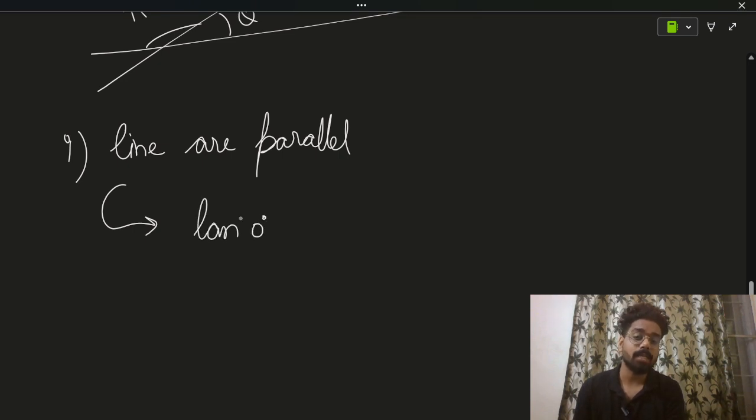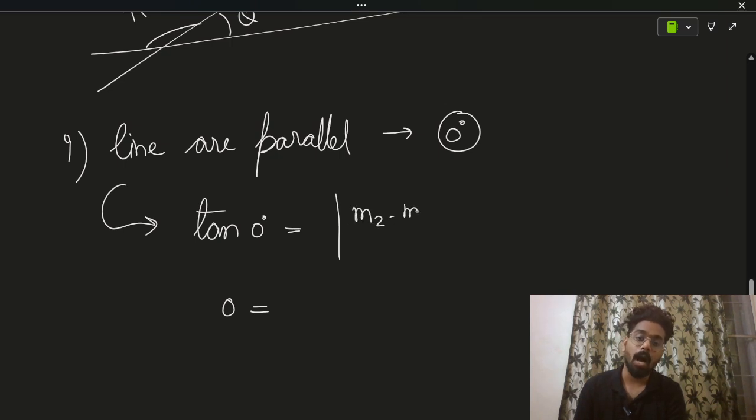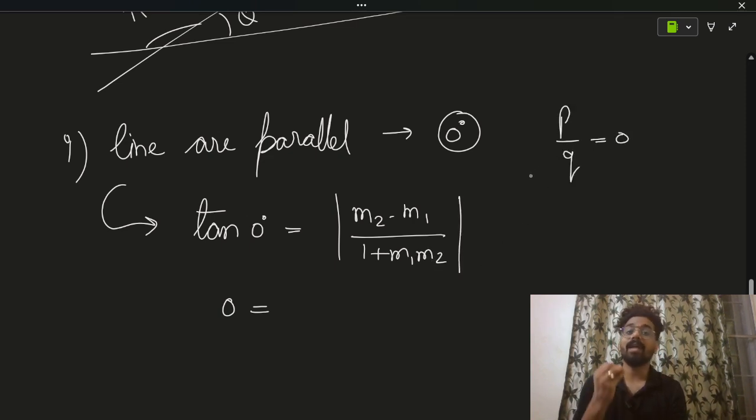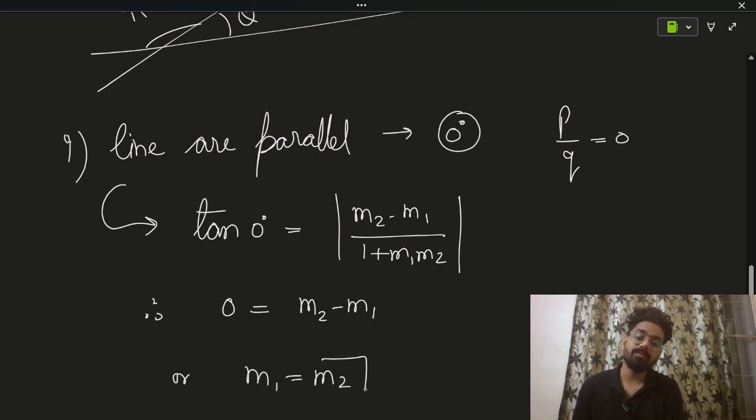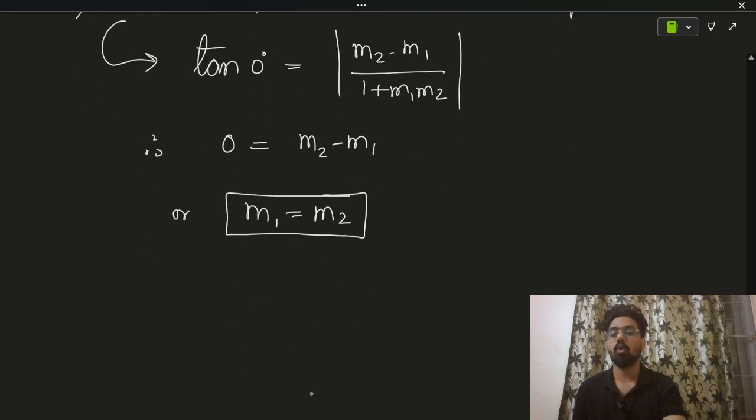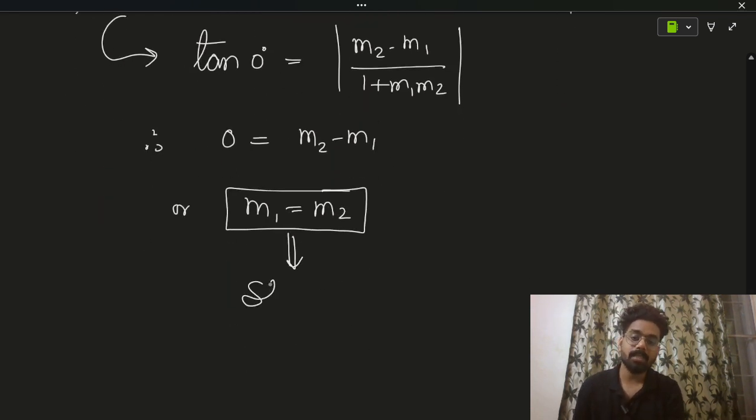Okay, so tan 0 degree. 0 degree is the angle between two lines. So angle between two parallel lines is 0 degree. And what is tan 0 degree, guys? It's 0, equal to mod of m2 minus m1 upon 1 plus m1 m2. Now basic maths, if p by q is equal to 0, then numerator has to be 0. So from here we can say, therefore, m2 minus m1 is 0, or we can say m1 is equal to m2. So if two lines are parallel, clearly it means their slope is same.